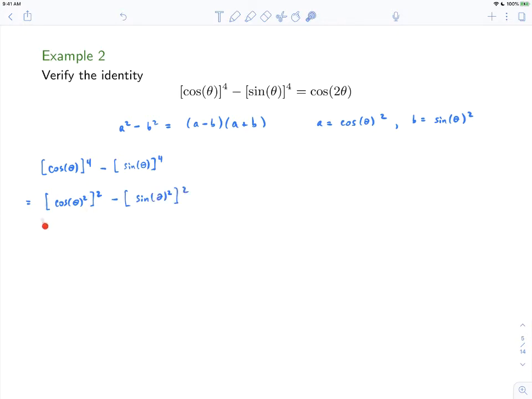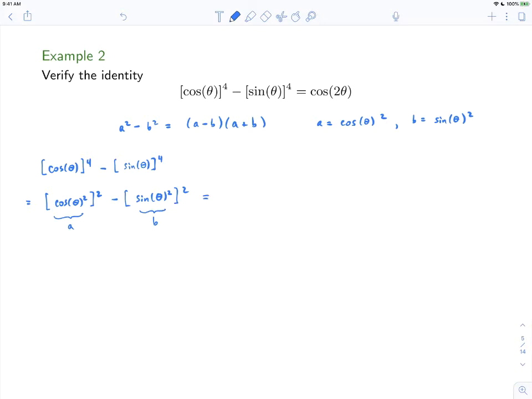So cosine theta squared quantity squared is raising an exponential to an exponent, so you multiply the exponents together and get 4. Sine of theta squared raised to the 2 power, again, you multiply the exponents together to get 4. That's supposed to be a theta. Let's just make it look more like a theta and less like a 2. There we have it. So now this is our a squared minus b squared.